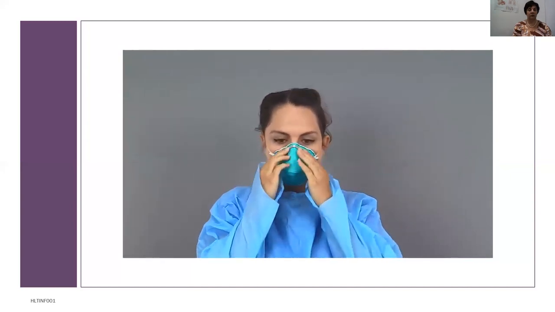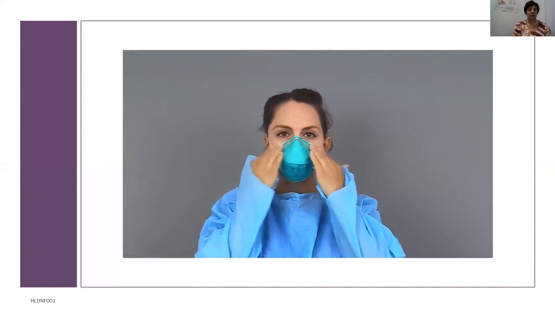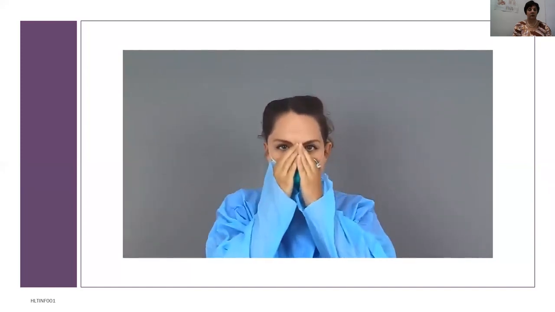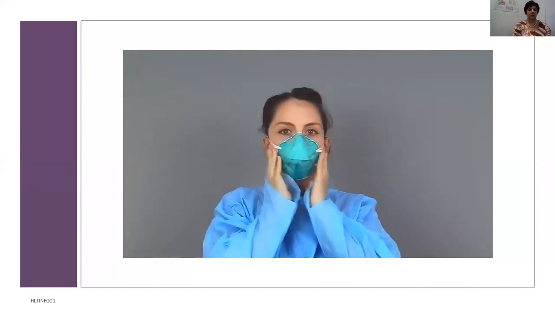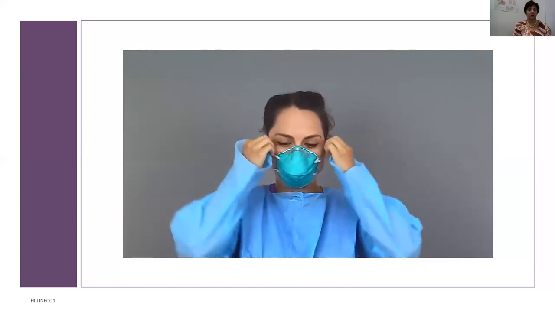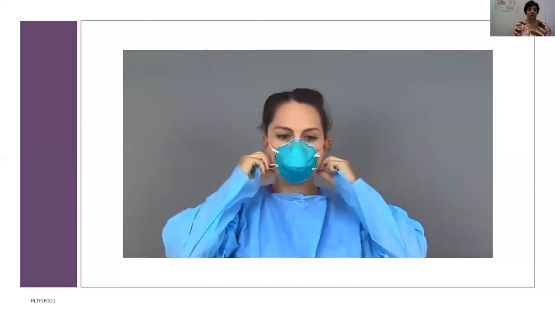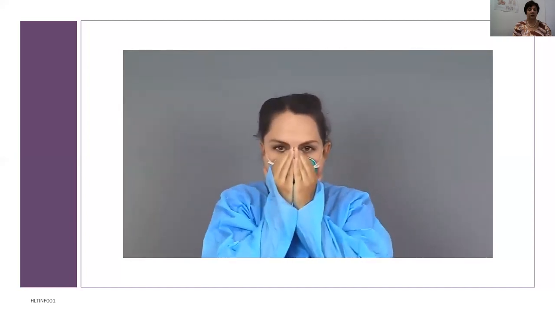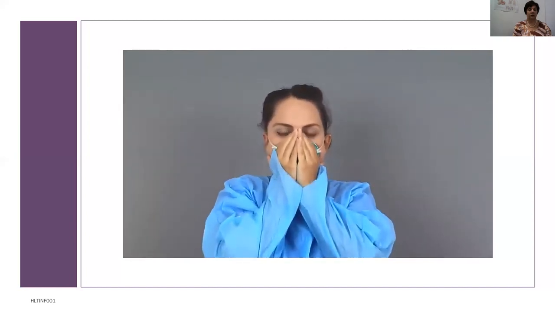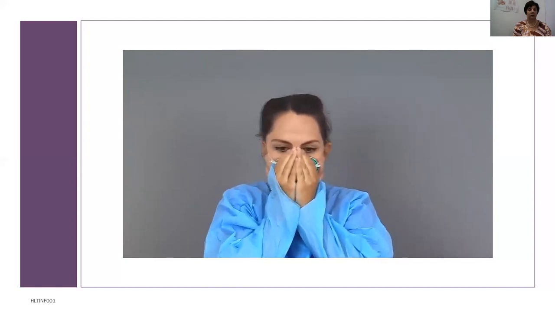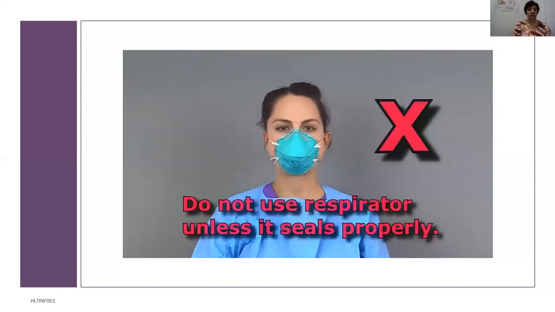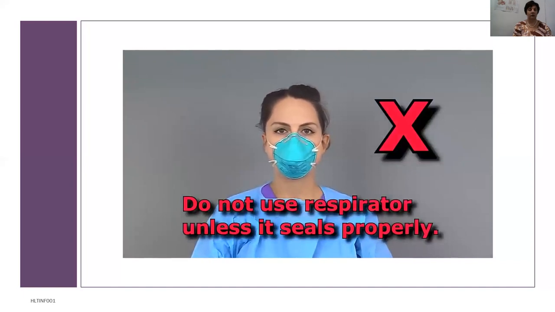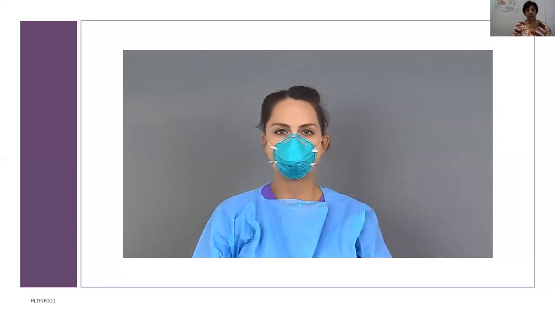If air is leaking around the nose piece, try rebending the nose piece with both hands and recheck the seal. If air is leaking around the respirator's perimeter, try adjusting the straps and recheck again, making sure the respirator is not being affected by any piercing, facial hair, or glasses, which could prevent a proper seal. If the respirator still leaks after this, you may need a different size or type of respirator. Do not use the respirator if a proper seal has not been obtained.